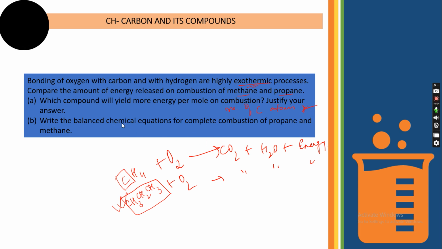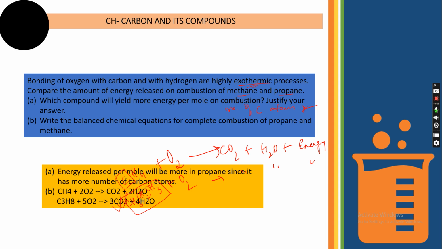And then you write the balanced equation. Okay, so here is the answer. As I've already said, now methane, so balance it. So 2O2 you give, so carbon dioxide plus 2H2O, and you can also write plus energy.